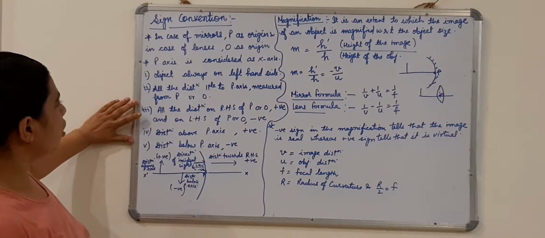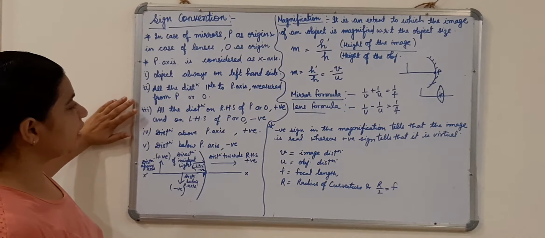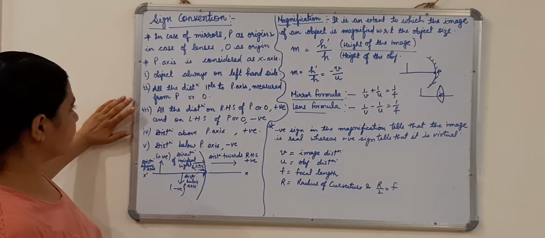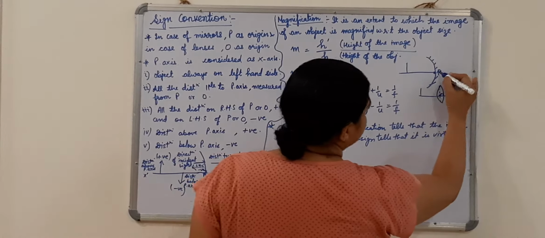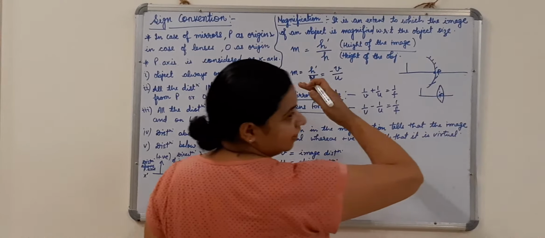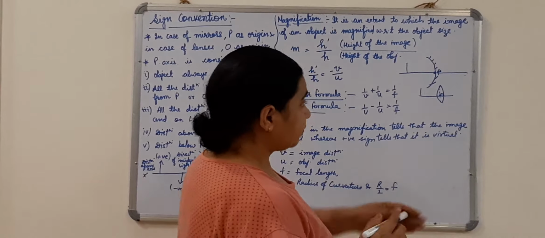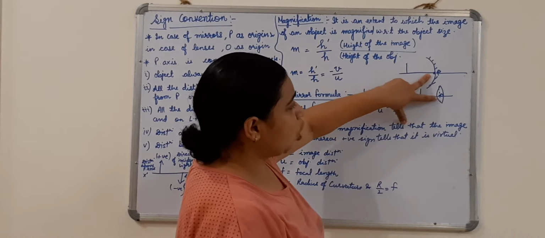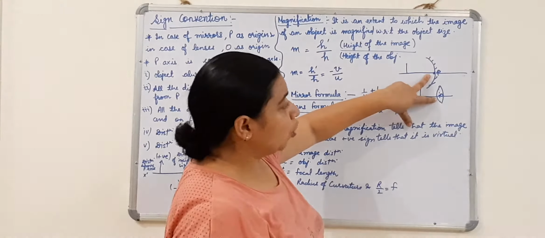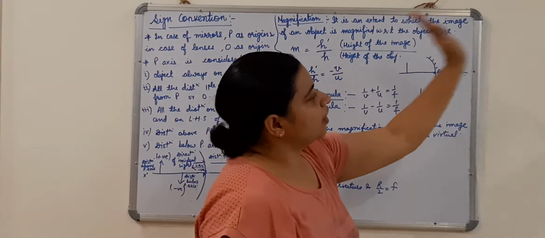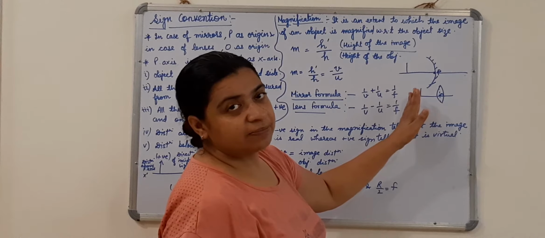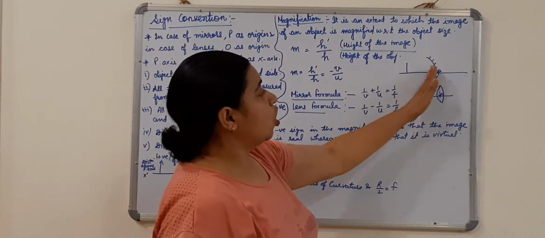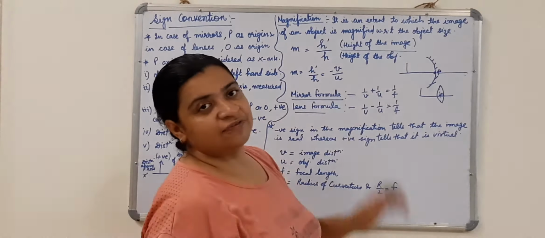Next, all the distances on the right hand side of the pole or the lens will be positive. You know the number line. All the numbers on the right hand side are positive, left hand negative. Same thing here. As we are considering P or O as our origin, all the distances on the right hand side of the pole or of the optical center will be taken as positive. All the distances on the left hand side will be negative.